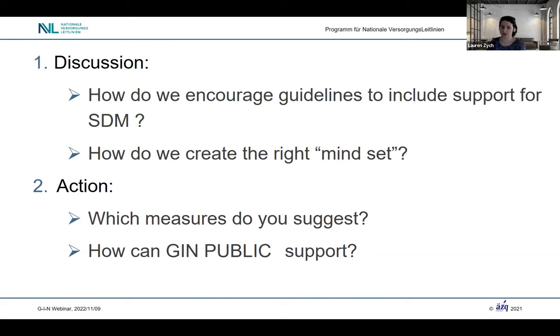So for us, it's very much going to be how do we create the right mindset? Are we going to continue to create guidelines that are for clinicians that do not address those questions that the patients find most important? I'm interested to hear the discussion. This barrier for us is enormous.